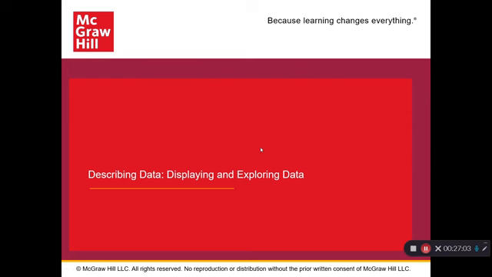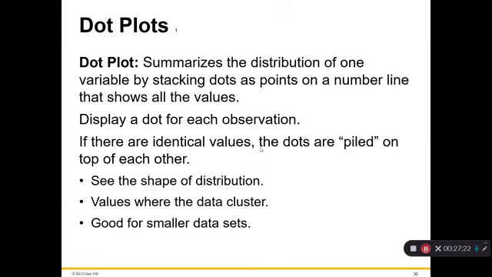So that was all about chapter 2, frequency distribution and relative frequency distribution. Now let's talk about the next chapter, chapter 4, displaying and exporting data. In this case, we first learn a dot plot. Dot plot construction: creating a dot plot to summarize the distribution of a single variable by stacking dots along a number line. This will give us clusters and gaps in the data.